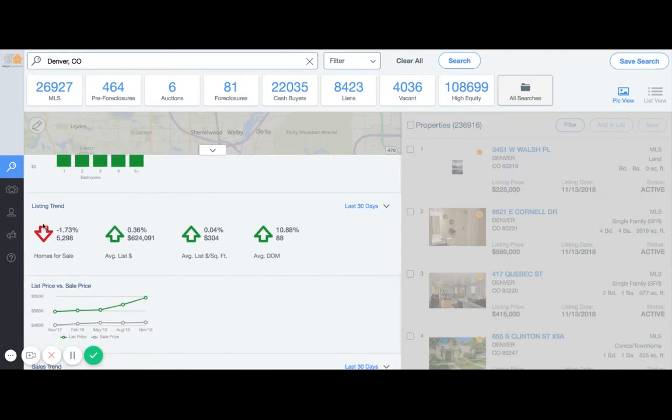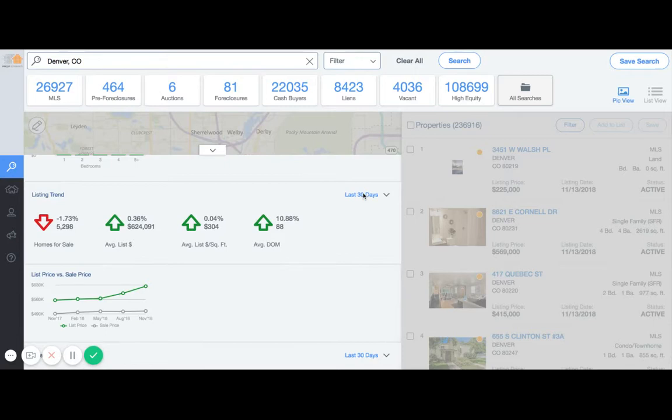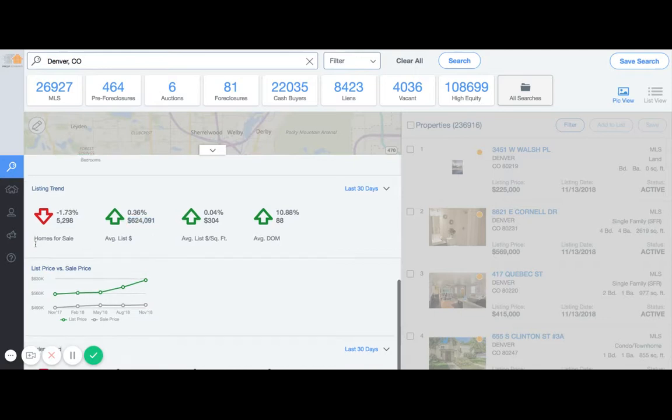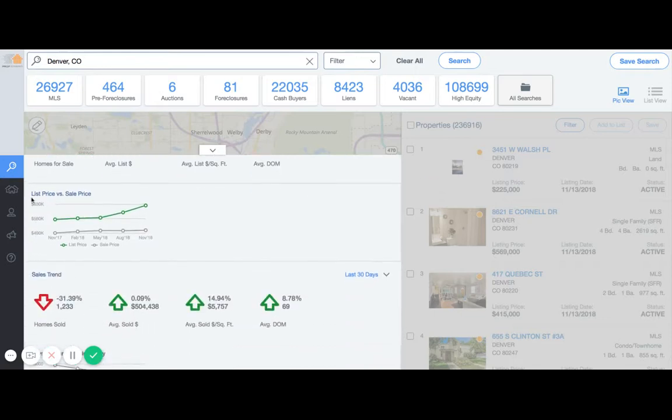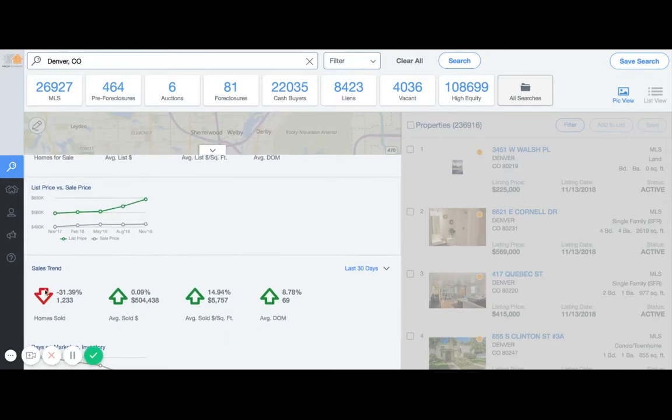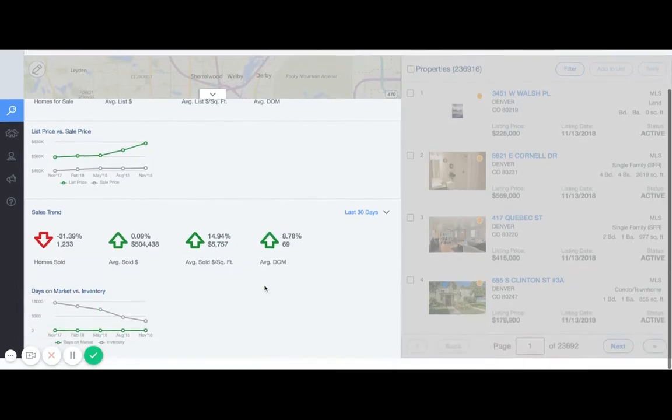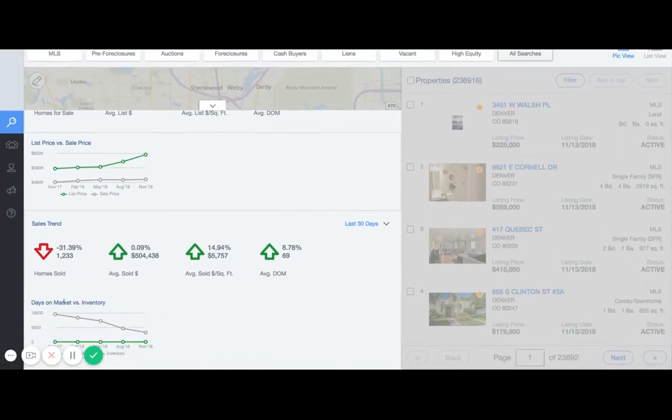We can even see listing trend. We can change again how many days, last 30 days, 90 days, or 6 months to a year. Average days on market, average listing cost per square foot, or just average listing cost. So obviously the average listing cost is going for around $624,000. And also the amount of homes that have been for sale. And then we even have a comparison of the list price versus sales price trend as well. And then we can look at the sales trends by homes sold, average sold cost, average sold cost per square foot, and days on market. And again, we can see the comp down here of days on market versus inventory.